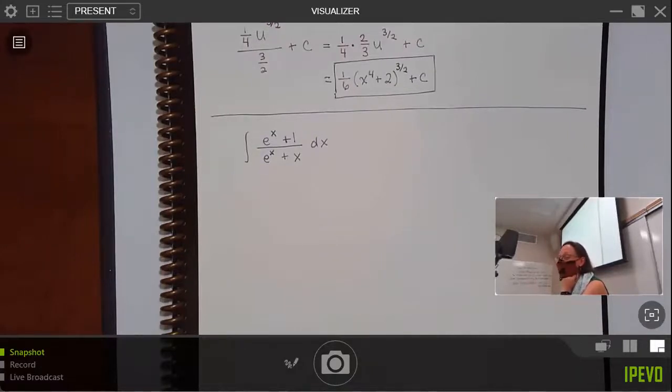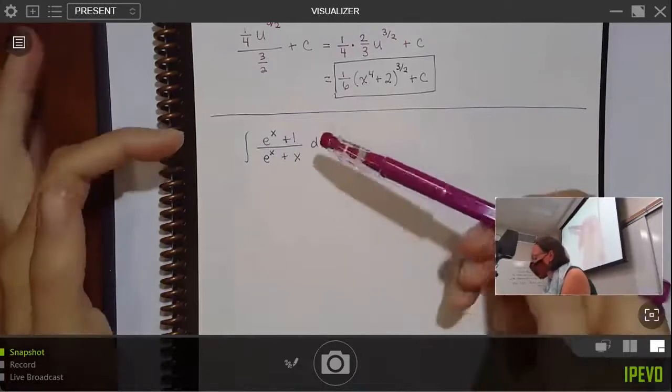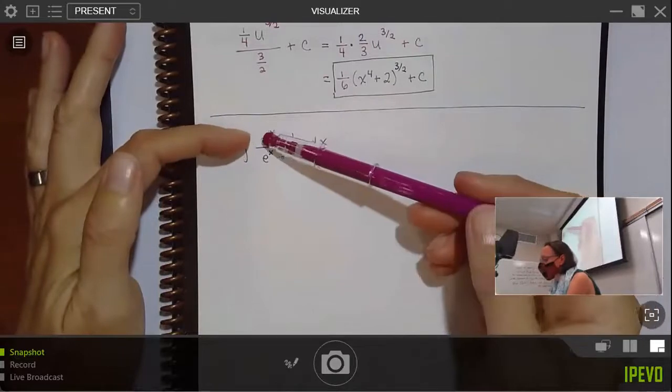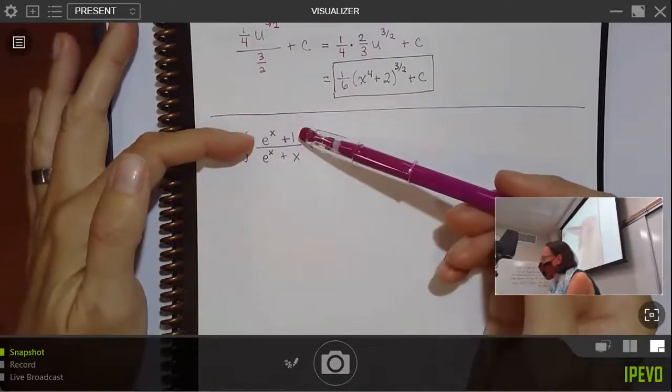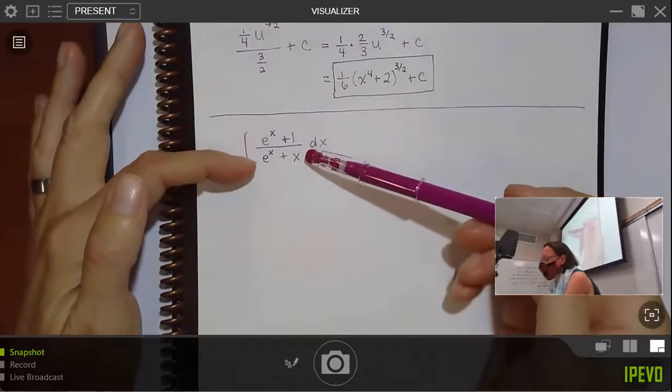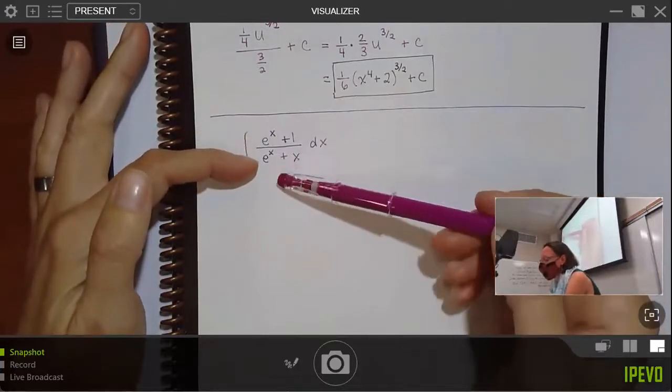So to be good with antiderivatives, it's important that we're good with derivatives. So to me, when I look at that and I'm saying one part or the other part, I'm really thinking about the top and the bottom. So if I look at the top, what's the derivative of e to the x plus 1? Totally, it's just e to the x. What's the derivative of e to the x plus x?